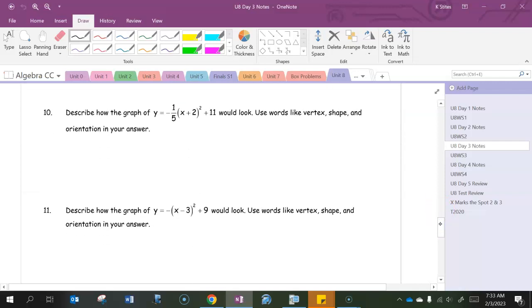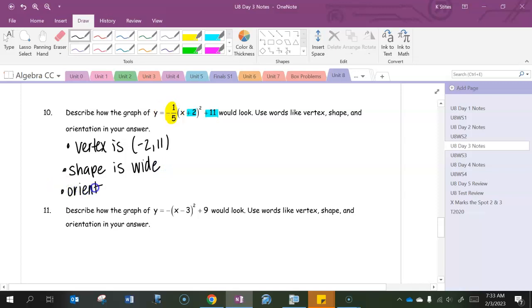All right, let's try number 10. Describe how the graph would look. Use words like vertex, shape, and orientation. Okay, so again, start with vertex. And we are changing the sign, keeping the sign. So it's going to be -2, 11. The shape and orientation have to do with your A value, which is right here. So notice we have a fraction, which is between 0 and 1 for 1/5. That means this is going to be wide. We also have a negative, so that means the orientation is negative, or down, excuse me. Orientation is down.